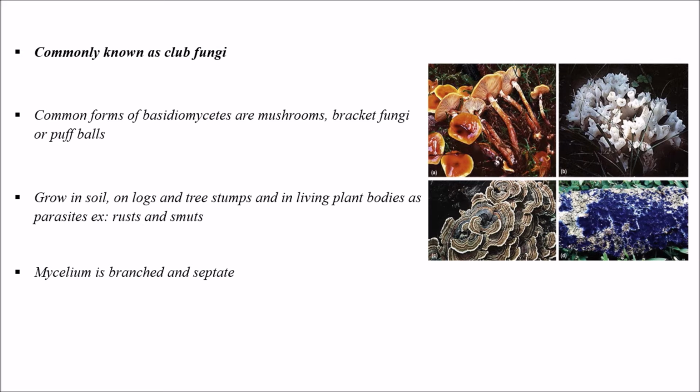So the points to be remembered, these are commonly called club fungi. Common forms: mushrooms, bracket fungi or puffballs. These grow in soil, on logs and tree stumps and even in living plant bodies as parasites. Examples, rust and smuts. Coming to the mycelium, mycelium is branched and septate. Asexual spores are generally not found, but vegetative reproduction is by fragmentation, which is very common.